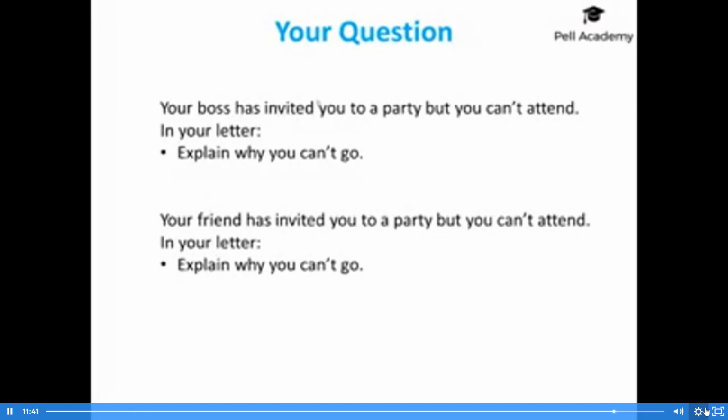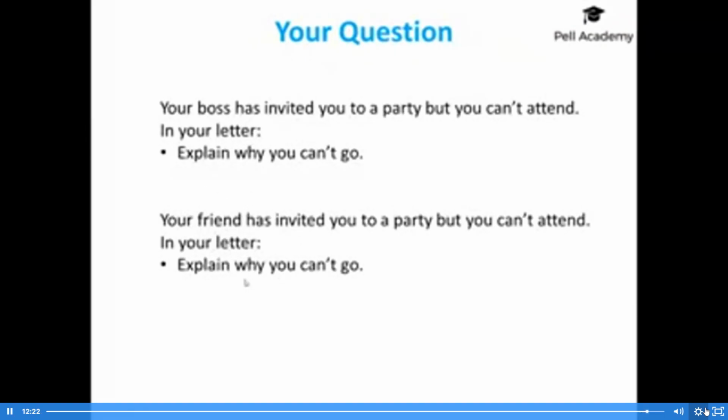The two questions are exactly the same, except for who you're writing to. So your boss has invited you to a party, but you can't attend, just like we looked at. You paraphrase that for your first paragraph, and your second paragraph will be an explanation of why you can't go. Then in the other answer, the second part of your task, you're writing to your friend. So your friend has invited you to a party, but you can't attend. This time, the information is going to be exactly the same, and it would be good if you use the same reason for both, so that you can really compare the difference between what you're doing.